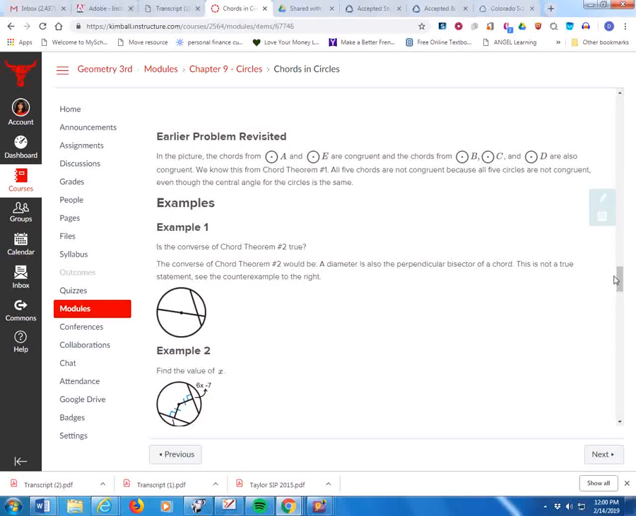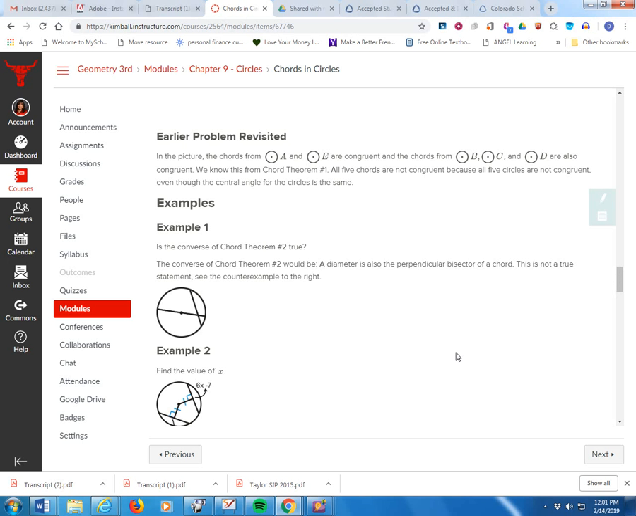Example 1. Is the converse of the chord theorem number 2 true? The chord theorem number 2 said if I have a chord that is 90 degrees to another chord, then that chord has to be the diameter. So is it true that if it's a diameter intersecting a chord, that it must be 90 degrees? That's the converse. There's an example of when that's not true. It bisects another chord, but it's definitely not at a 90. So the converse isn't true. But if it does bisect at a 90, it has to be the diameter.